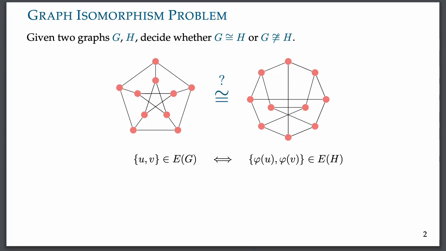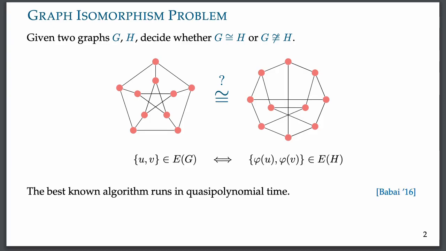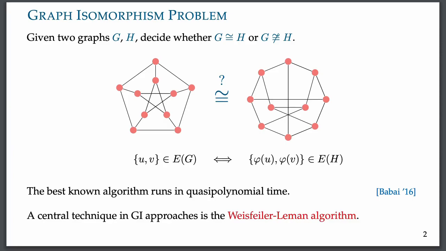The problem clearly is in NP because you can guess the isomorphism and verify it efficiently, but no polynomial time algorithm has been found so far. The best known procedure to solve the problem is due to Babai and runs in quasi-polynomial time. His algorithm, as well as all competitive ones applied in practice, use a central combinatorial technique called the Weisfeiler-Leman algorithm, which is the focus of this talk.